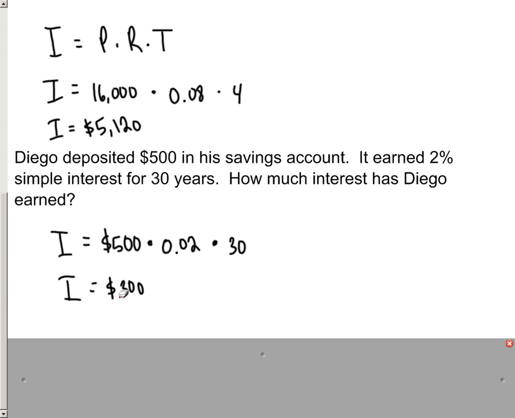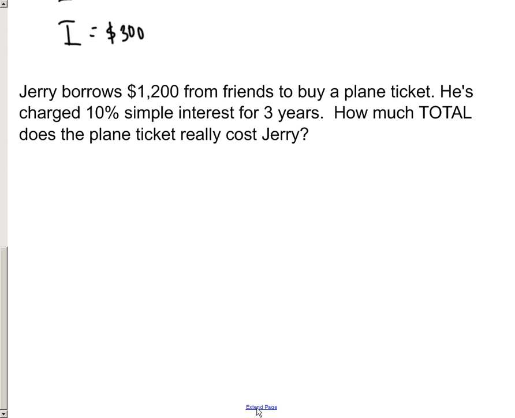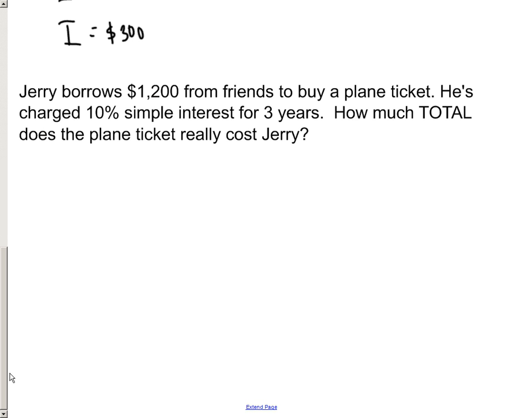Let's do one last problem, and let's have it be a borrowing problem again, so that way you can see that sometimes interest is not a good thing. Jenny really wants to buy a plane ticket to go somewhere, and so she begs her friends, please, please, please, give me the money, I'll pay it back.